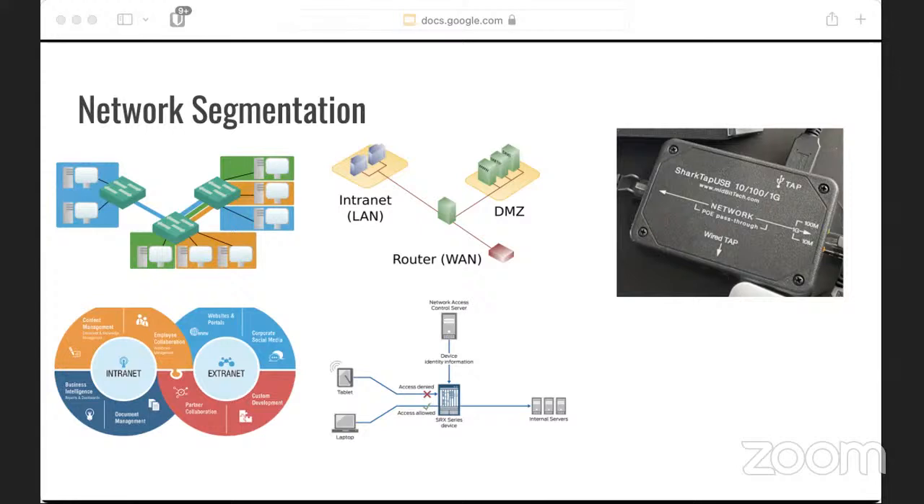There's network access control, which determines whether a system is allowed to connect to a network, checking their patch level, security settings, and so on. And there's also port scanning and port mirroring, where we copy the traffic that's coming from one device to another.